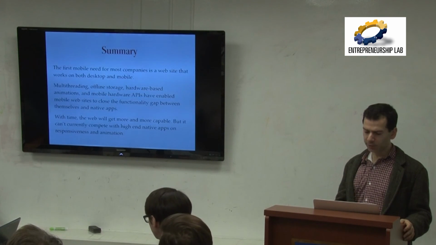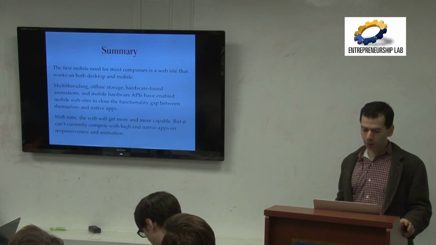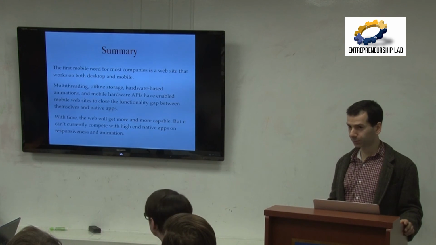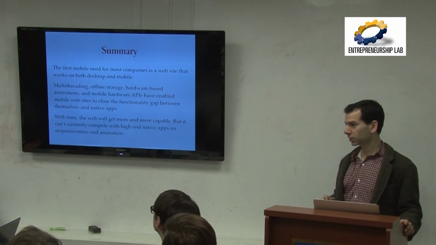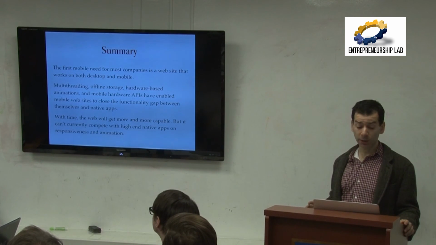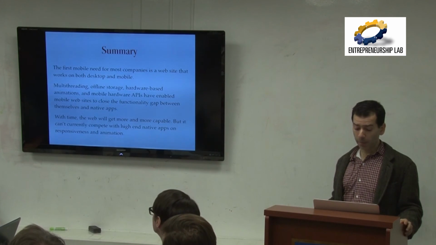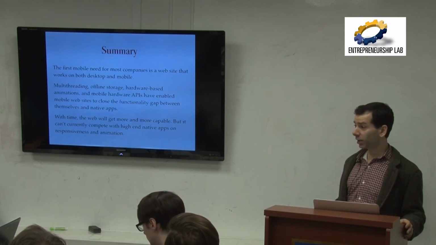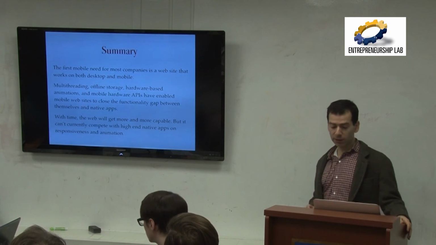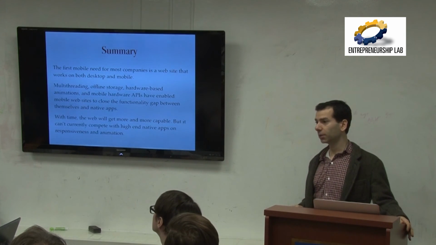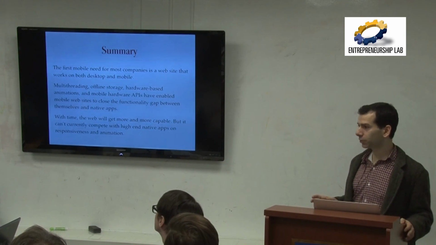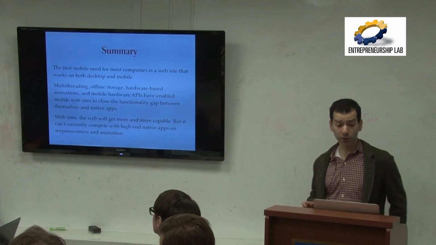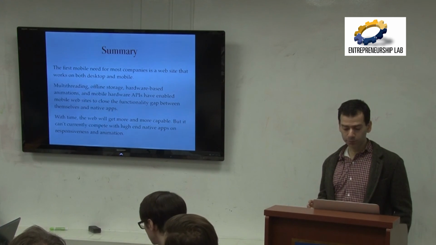Okay, so let's have a look at some conclusions. The first mobile need for most companies is a website that works on both desktop and mobile. Most companies are just going to want a website that's responsive, works really well, gets customers in. Multi-threading, offline storage, hardware-based animations, and mobile hardware APIs have enabled mobile websites to close the functionality gap between themselves and native apps. You can make the phone vibrate now through JavaScript. You can do a lot of cool stuff using the phone's hardware with JavaScript. So it's really closed the gap.